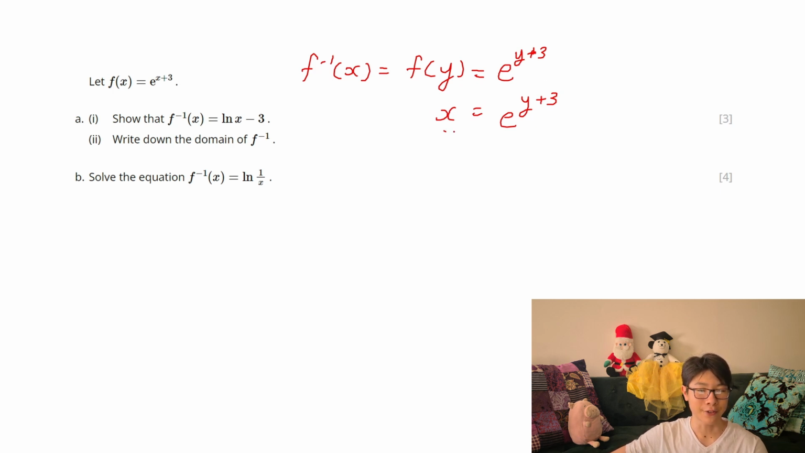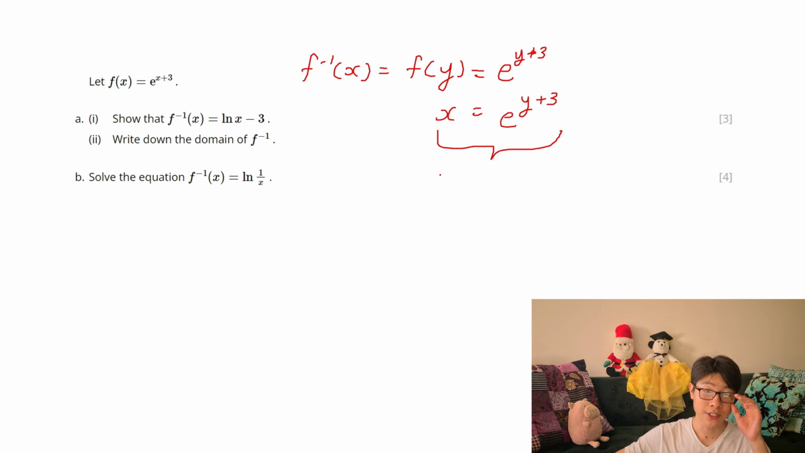So this is what we're going to have to write over here, meaning our new function would be x equals e to the power of y plus 3. And this is our inverse function, right? And we want to show that f of inverse of x is equal to this.